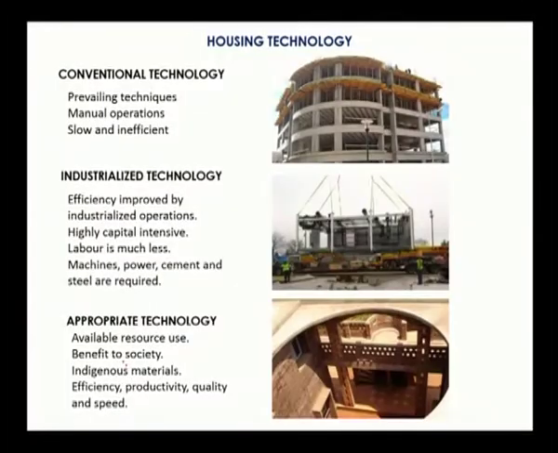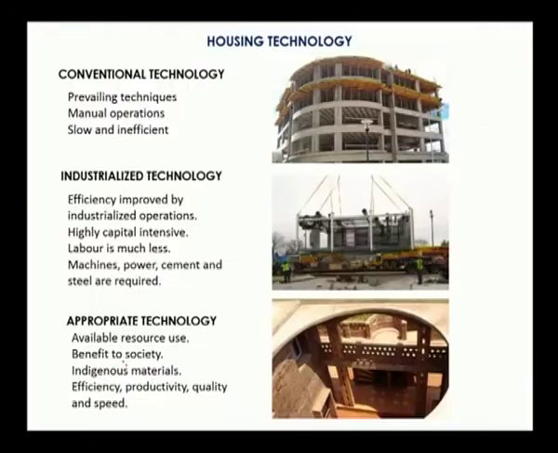The last part of it deals with housing technology. We could categorize it simply into 3 different forms. One would be the conventional technology, industrialized technology and appropriate technology. Conventional is the normal way a user sees it everywhere, RCC frame construction. It is a prevailing technique and it is slow and inefficient.